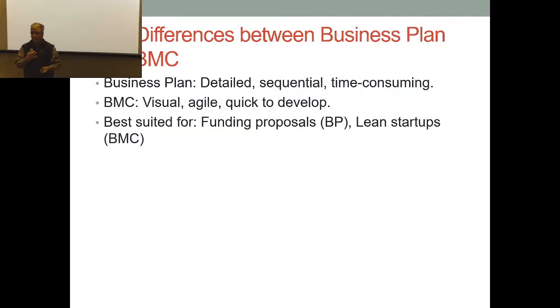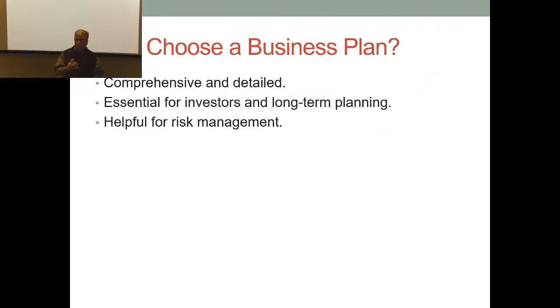Key differences. Business plan, very detailed, very sequential, like going in order. Extremely, as you all are probably already experiencing, very time consuming. Business model canvas, very visual. I have posters, I have stickies for anyone that would like one. And guess what? It's very agile, very quick. You put up some value propositions, they change, you take them out, you replace them. Very dynamic, okay? Very, very dynamic.